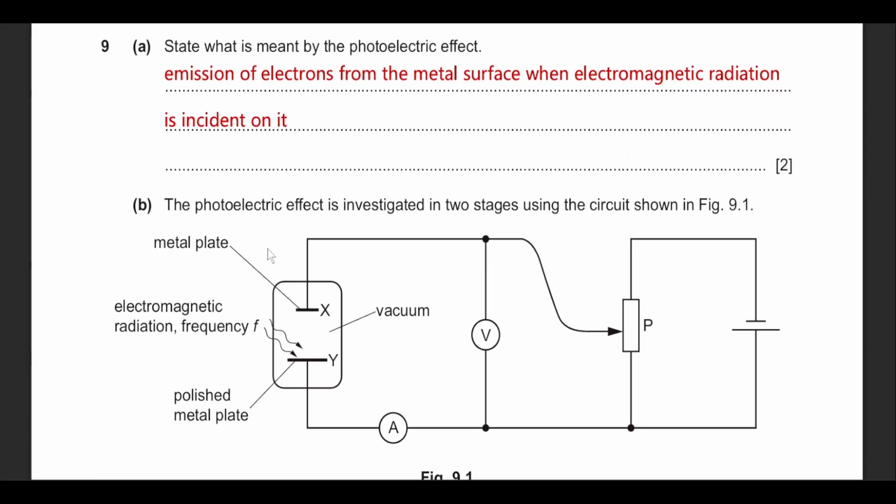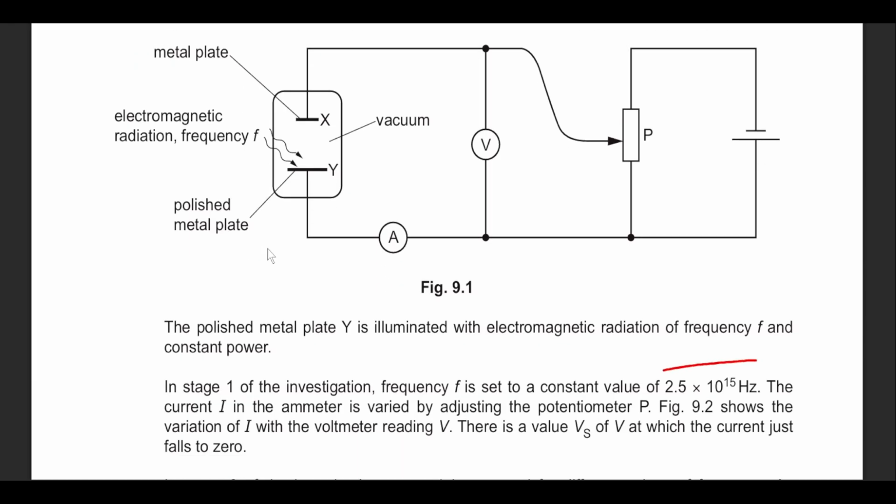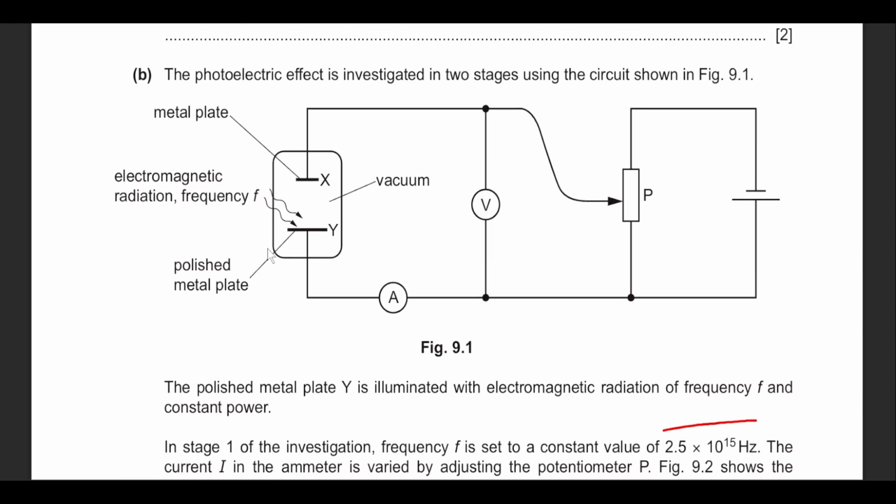Question 9. He says, state what is meant by the photoelectric effect. We are familiar with the definition, so I'm not getting into that. The main issue is with the question. Now, first understand the question. The question says there's a stage 1 where the frequency was fixed, okay, and electromagnetic radiation is coming here and the electrons are emitted to go towards X. X is connected to the negative terminal via a potentiometer. Or you can say variable resistor, that's completely fine.